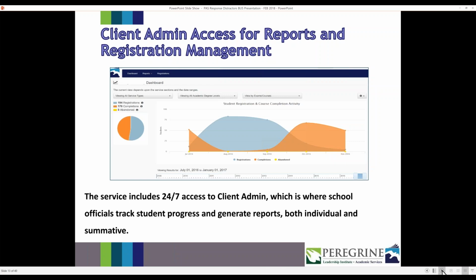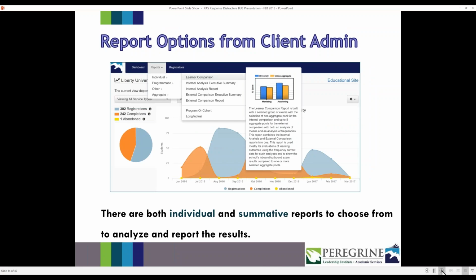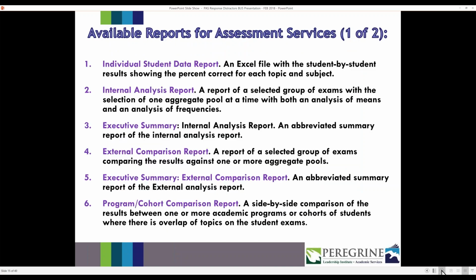So through the client admin, you can track student progress. And as I mentioned, you can generate the individual and the summative reports through the client admin. And it's very easy to navigate. As you can see from the drop-down menu, you get the names of different reports, but we don't expect you to remember and memorize all the different reports. So we have a little cheat sheet for you to remind you what each of these reports contain.